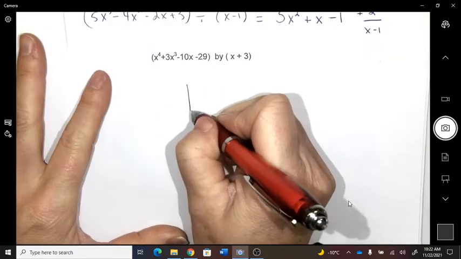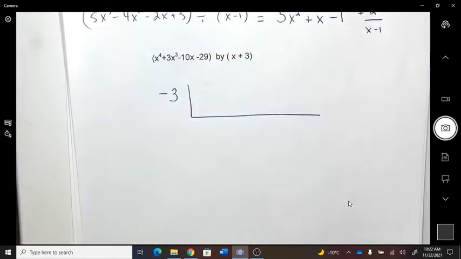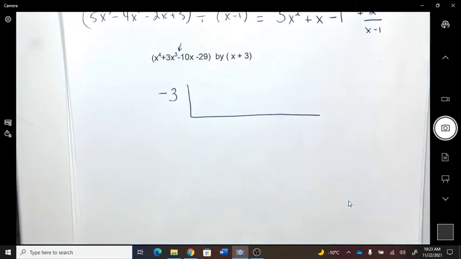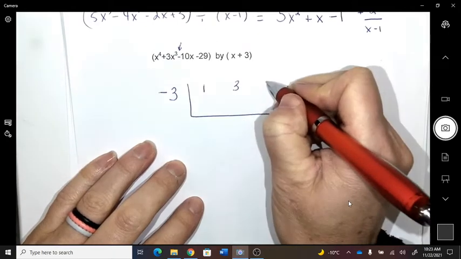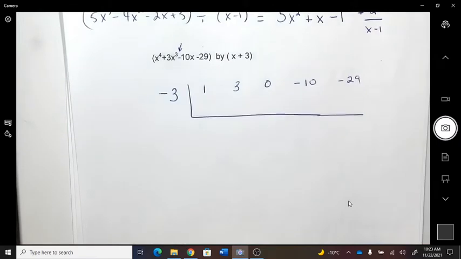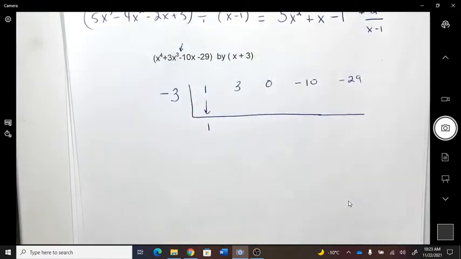Okay, next I'm going to put a negative 3 in the front. Okay, do I have any gaps? Yes. There is a gap in the squared spot. So 1, 3, 0, negative 10, negative 29. Okay, go ahead, bring down the 1 and then start your multiply add process.